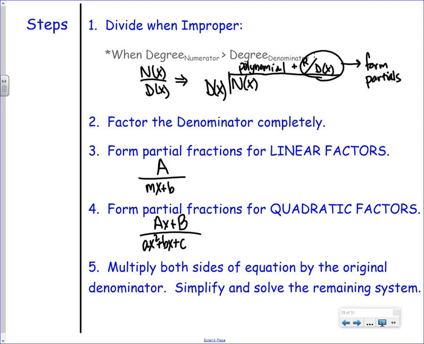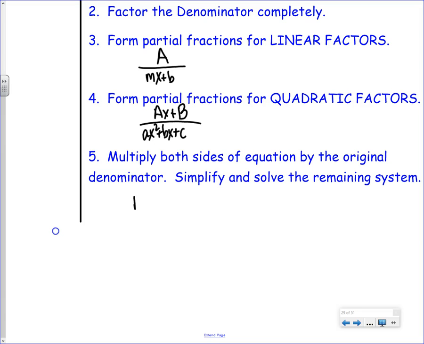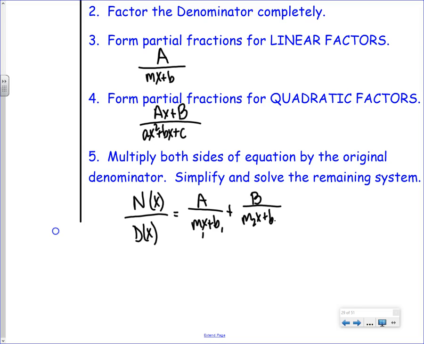And then once you have this whole shebang, let me show you what I mean. Once you have N of x, the original numerator, over D of x, the original denominator, equal to whatever partial fractions you might have, I'll just make, say, 2 linear ones, with m1, b1, m2, b2, and then maybe there's a quadratic one too. This is a nasty problem. Ax squared plus bx plus c.